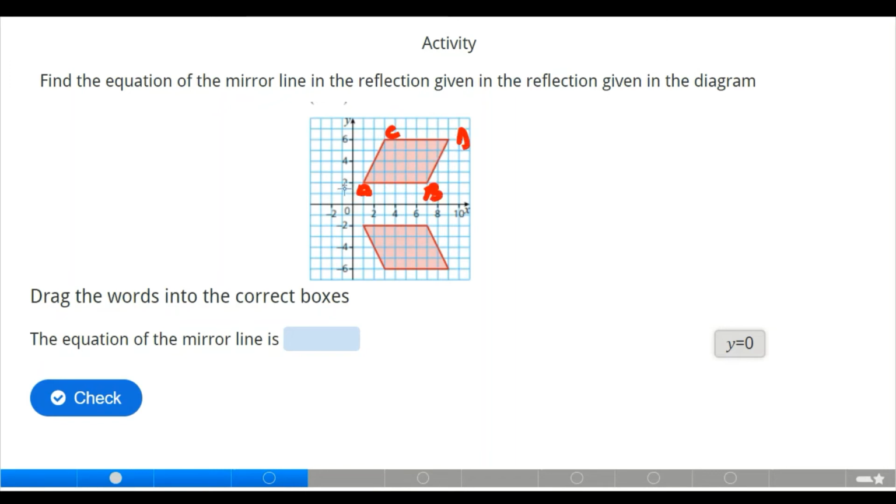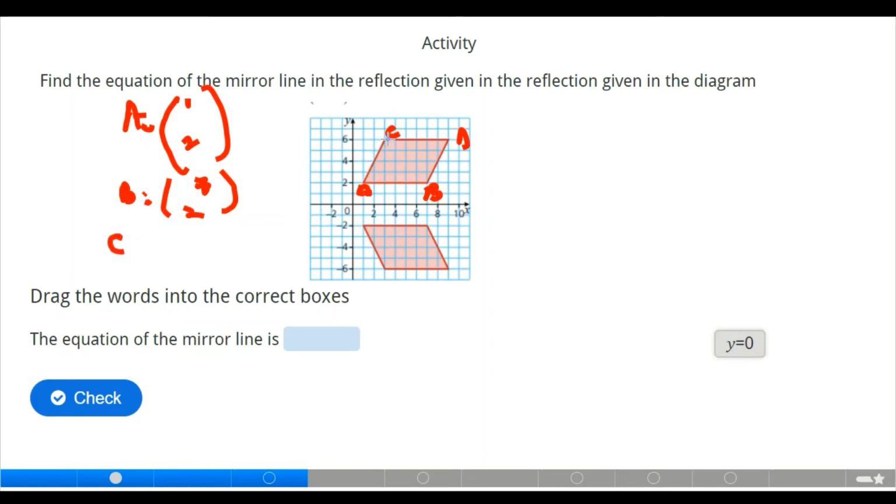If you look at this, A is 1 on the x-axis, and on the y-axis, A is 2. Now let's look at B. On the x-axis, B is 2, and on the y-axis, B is 7. Now let's look at C.